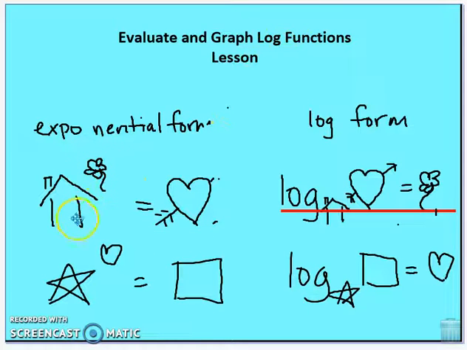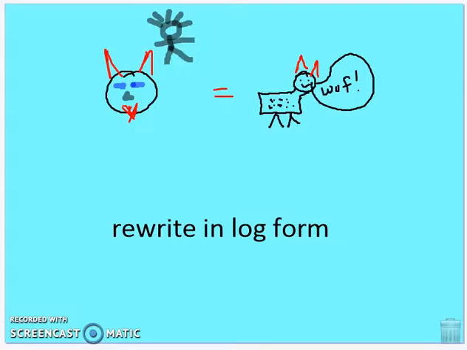All right, so in exponential form, I have house to the power of a flower is equal to the heart. In log form, log base house of heart is equal to flower. And then in log form, we had log base star of rectangle is equal to heart. And in exponential form, it's star to the power of the heart is equal to the rectangle. All right, so you can rewrite this in log form just for fun if you want. I'll show you the answer.